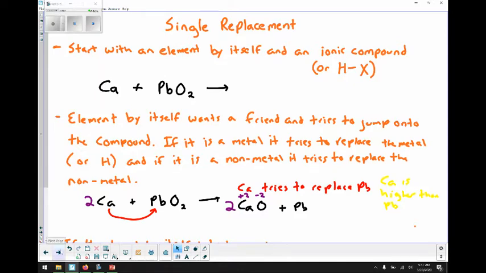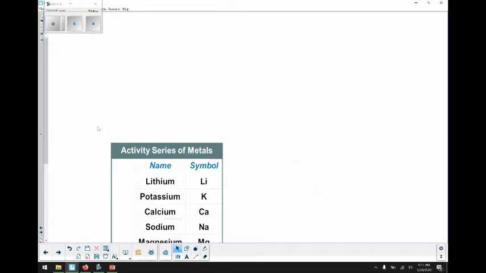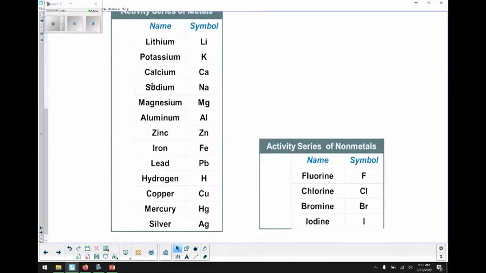I have an activity series on the next page here, apparently all the way down here. And as you can see, calcium here is much higher than lead. The rule is any metal or nonmetal, depending on what series you're looking at, can replace anything beneath it. So lithium can replace everything. It's the strongest and most attractive. And silver is kind of sad and pathetic and can't replace anything. So that's how that rule works.